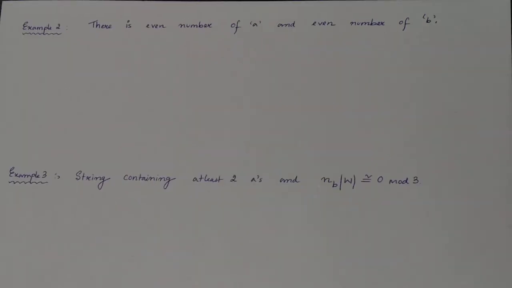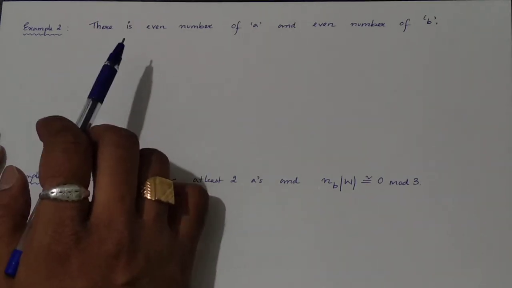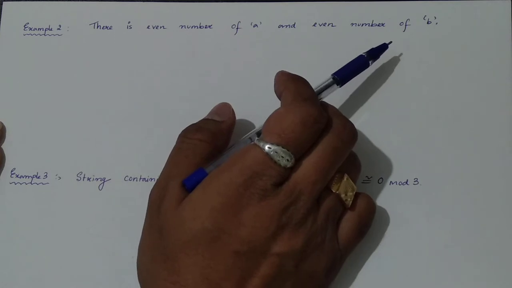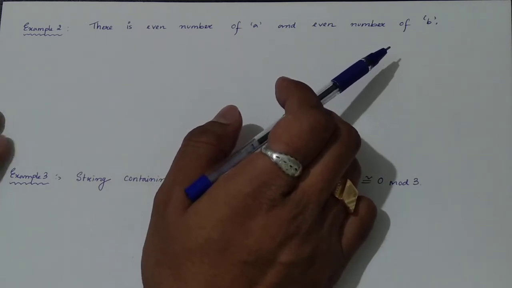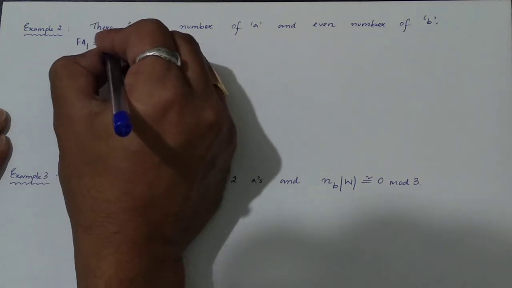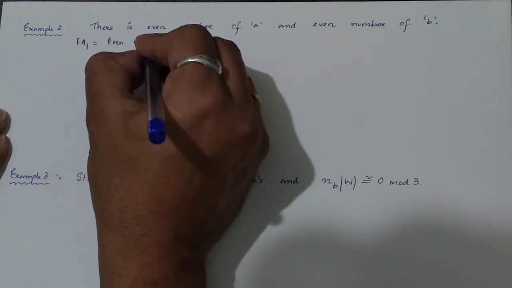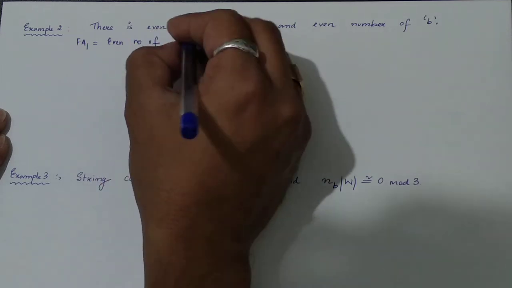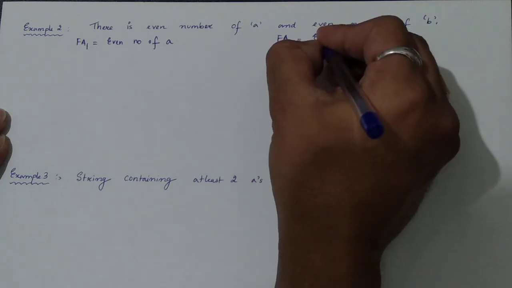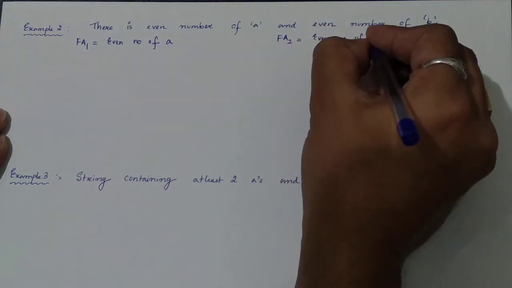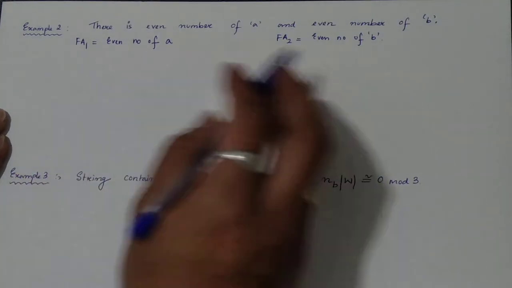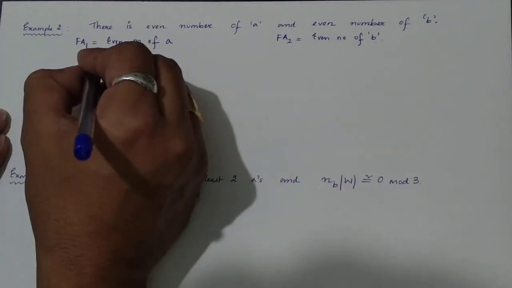Now the second example says that there is an even number of A and an even number of B. Definitely for AND and OR of both the conditions we have to use compound automata. So let me draw it the same way. Finite automata 1, that is even number of A, correct? And finite automata 2, this will be even number of B.